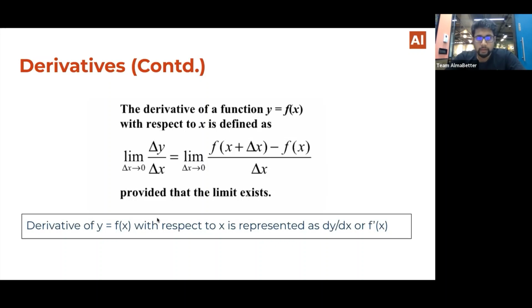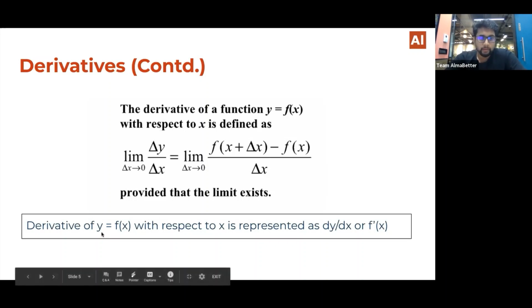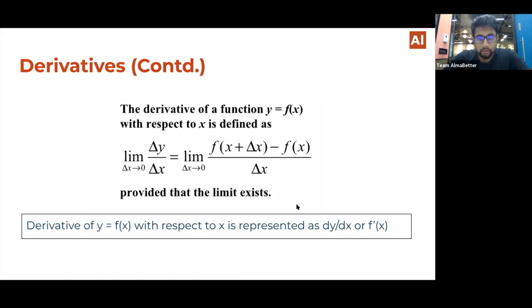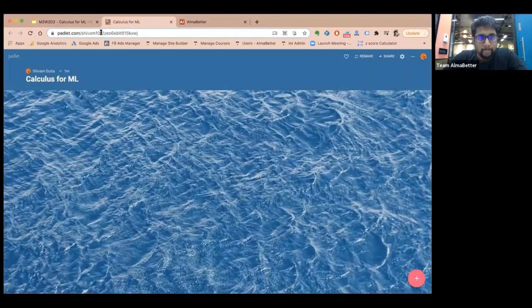There are a lot of ways to denote a derivative. For y equal to f(x), if you are taking the derivative with respect to x, it can be represented as dy by dx or f dash x. Okay, so this is how we can denote it. Before going into the chain rule, I just want to see if you are comfortable with this stuff. I'll share a link of Padlet with you.